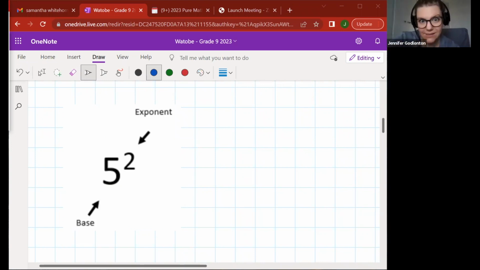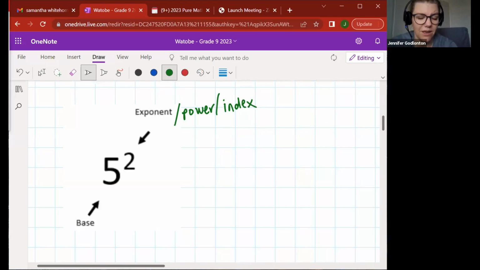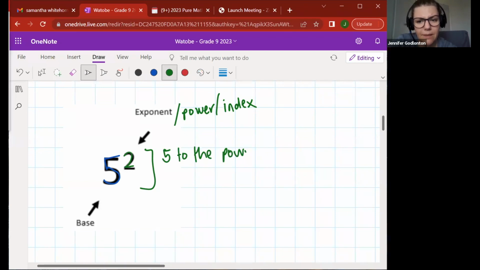Okay, when we are dealing with exponents, we have two very important words. We have a base, and then we have the exponent. And sometimes we can call the exponent a power, and sometimes we can call it an index. All of those mean the same thing. So in this situation, the 5 is our base and the 2 is our power or our exponent. If we had to say this as a sentence, we would say that that is 5 to the power of 2.